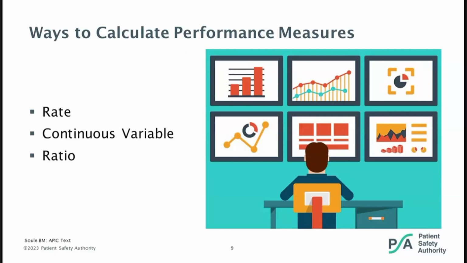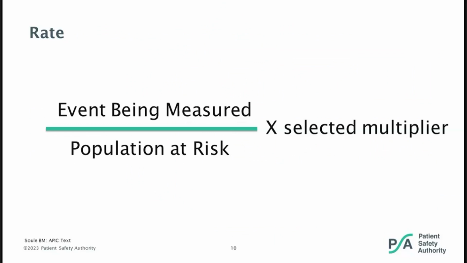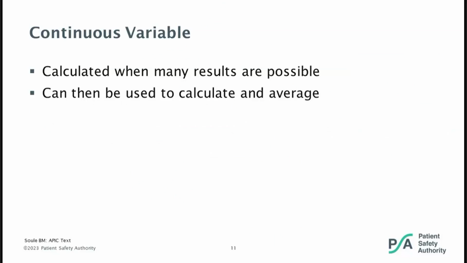And there are different ways to calculate these performance measures. We can use a rate, a continuous variable, or a ratio. When calculating a rate, the numerator is the event that's being measured, divided by the denominator, which is the population at risk. We then multiply this by whatever your selected multiplier is, which is usually 100 or 1,000, depending on what it is that you're calculating.